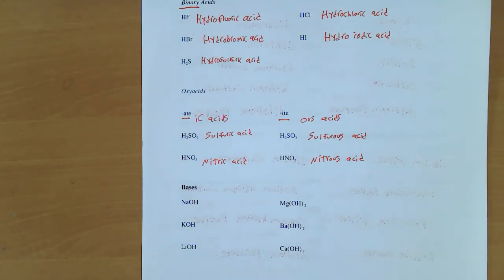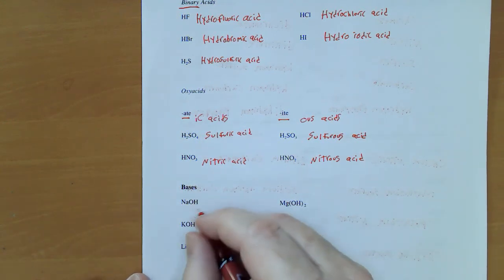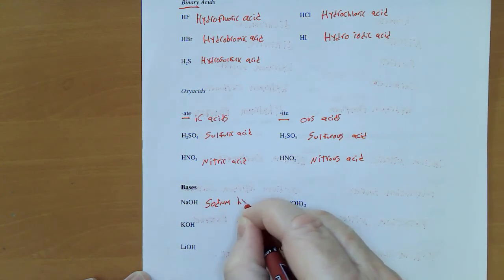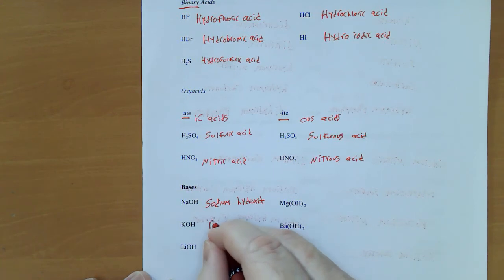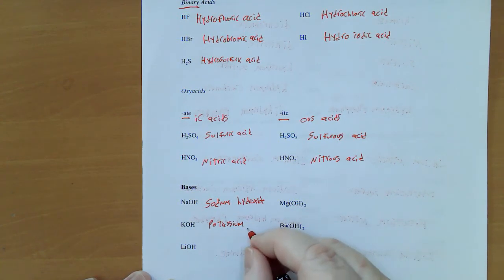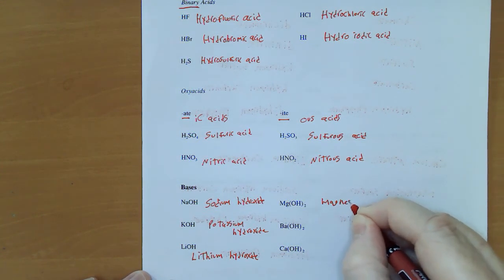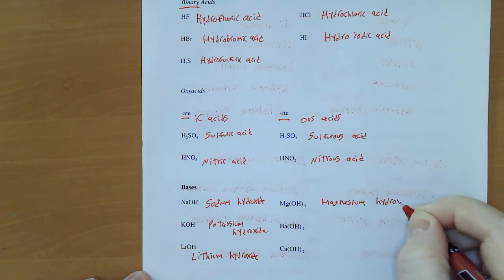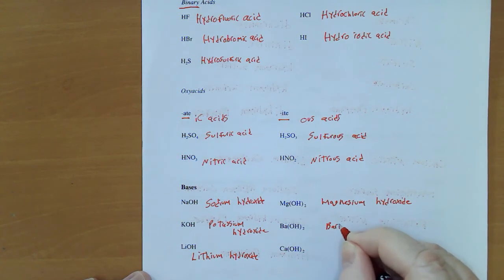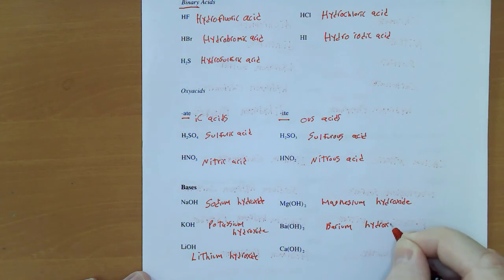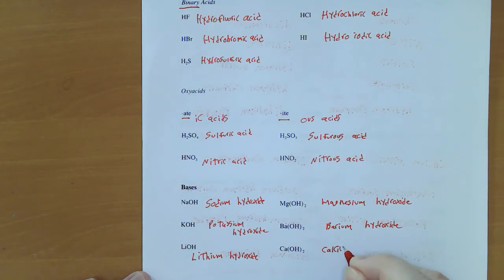Bases are much more straightforward. They're just basically binary ionic compounds, so sodium hydroxide, potassium hydroxide, lithium hydroxide, magnesium hydroxide, barium hydroxide, and calcium hydroxide. And pause as necessary so that you can get caught up here.